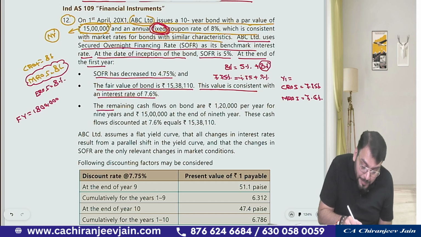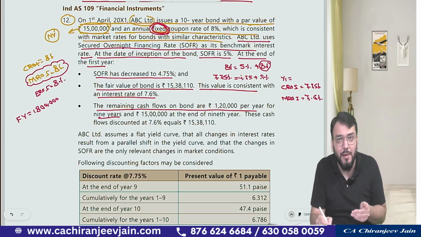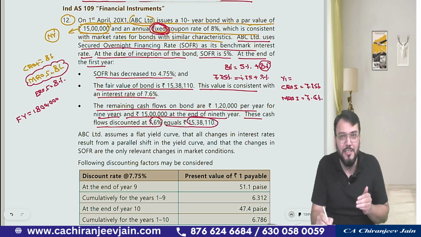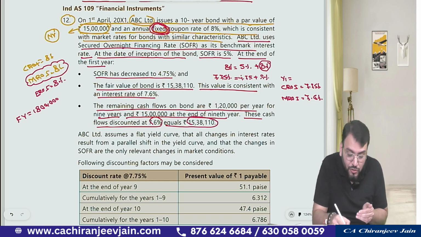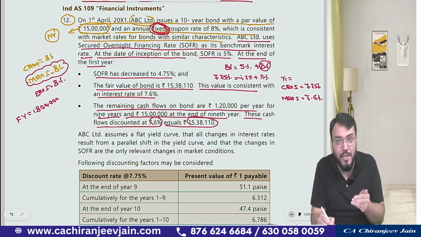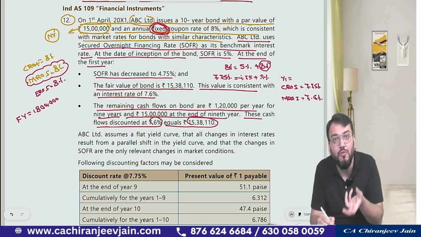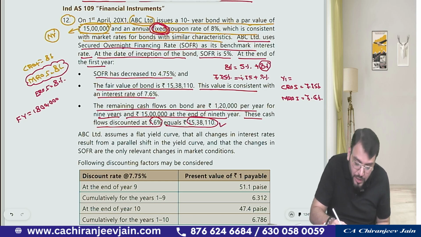Now they have given the remaining cash flows on the bond: 1,20,000 per year for 9 years. Of course, 1 year has expired, so 10 minus 1, the remaining tenure is 9 years, and 15 lakh at the end of the 9th year. This cash flow is discounted at the market rate of interest, equal to 15,38,110. It means they have calculated the present value of this contractual cash outflow at the market rate of interest, and the present value will be equal to the fair value at year end 1. So this calculation we have understood.